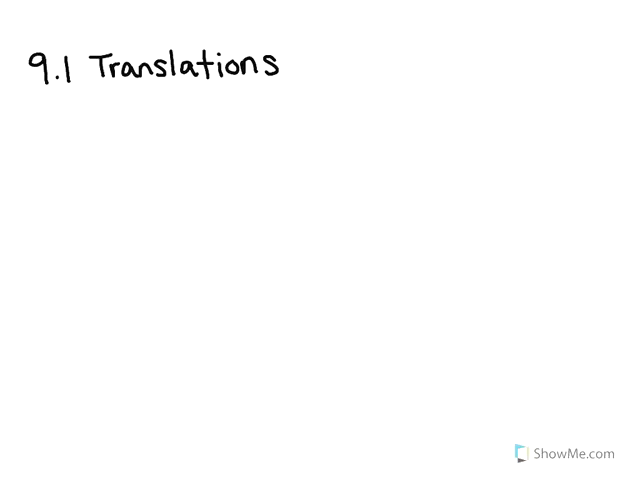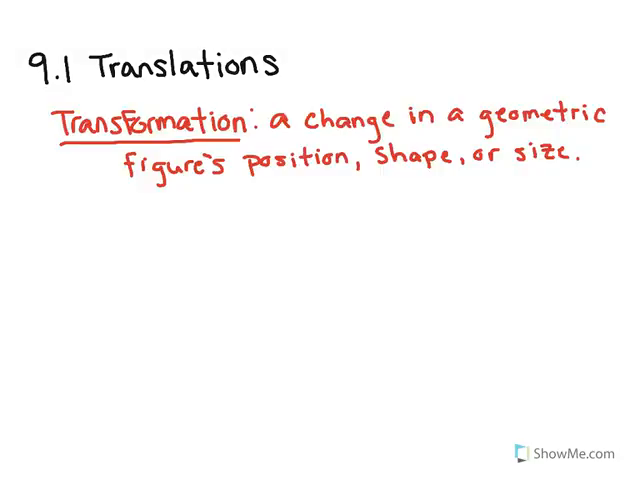In this tutorial, we're going to talk about section 9.1, translations. The first thing that we want to do is define a couple words, so let's get that going. So the first word that we have is transformation, and a transformation basically is a change in a geometric figure's position, shape, or size. And all transformations have to have some kind of a starting point, which we happen to call a pre-image.